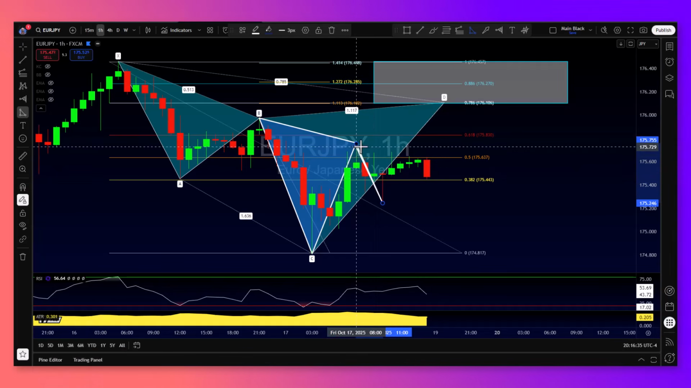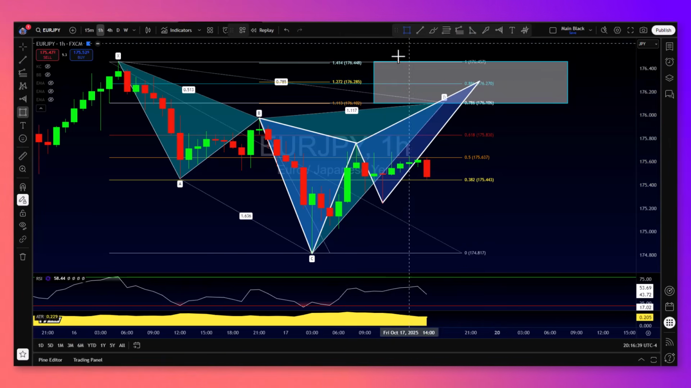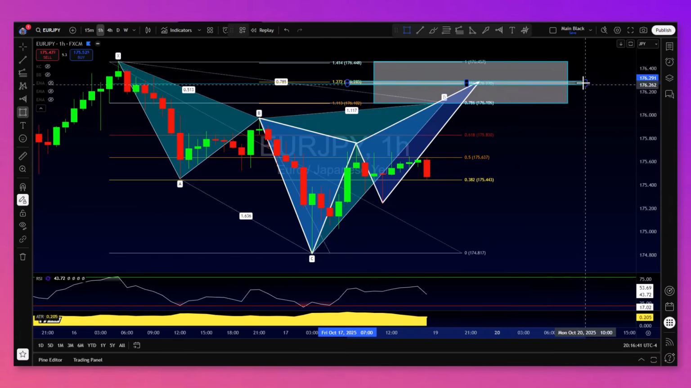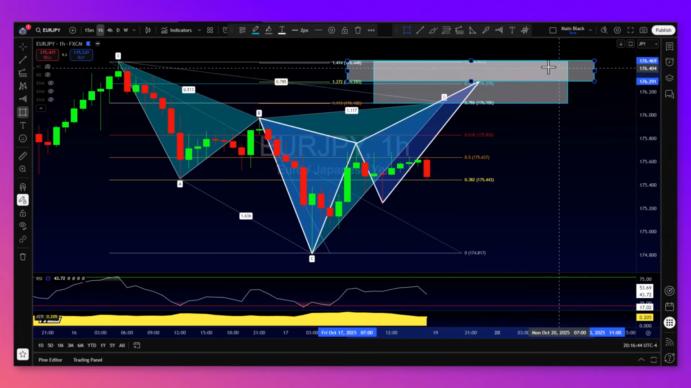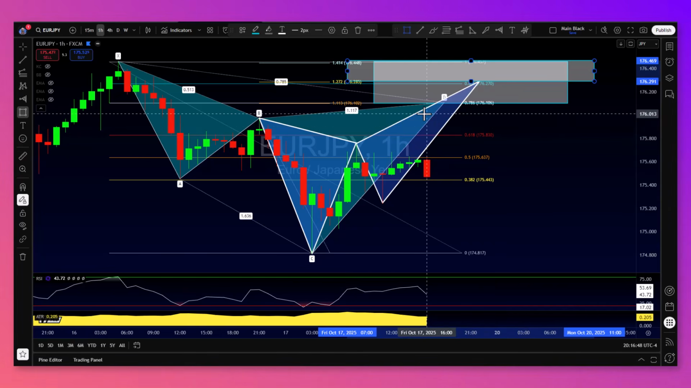For me personally, the butterfly pattern, I like to look at it at a 127 inversion, which is going to be up here. And you can see we do have an overlapping completion zone. The butterfly one starts a little bit higher than the Cipher, but you have both of these potential advanced patterns setting up in the same area.